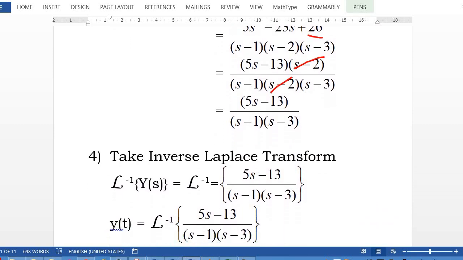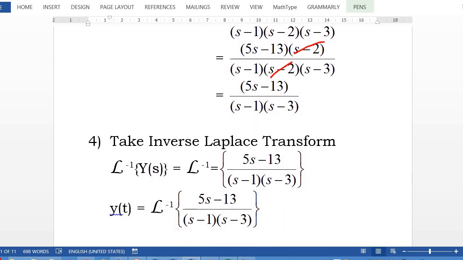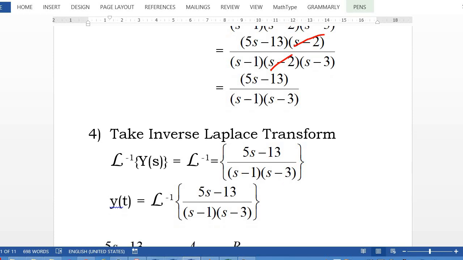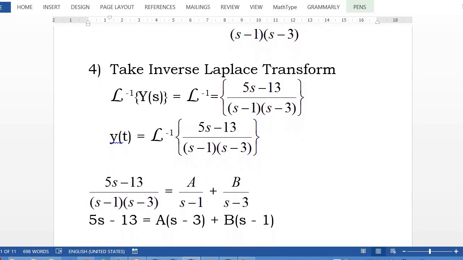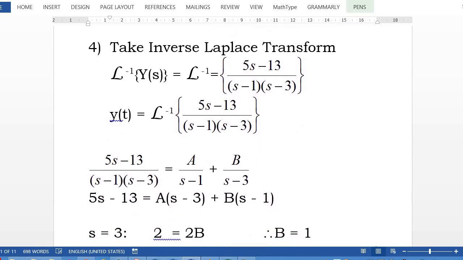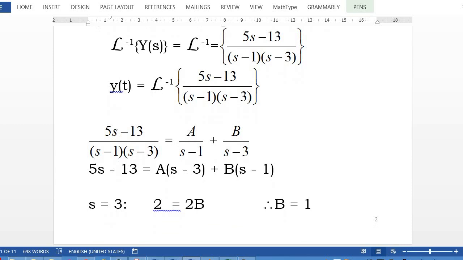Fourth step, take the inverse Laplace transform on the right hand side. The inverse Laplace on the left side gives y(t). The inverse Laplace of the fraction 5s minus 13 over s minus 1 times s minus 3 can be solved either using partial fractions or the convolution theorem. In this case, we solve it using partial fractions.